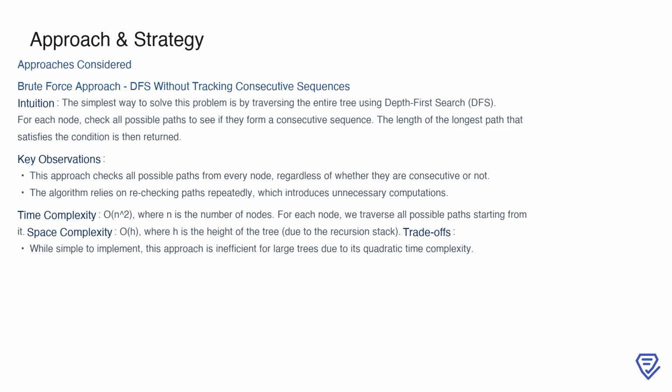It doesn't focus on whether the paths are consecutive, so we end up repeating a lot of computations unnecessarily. As a result, the time complexity becomes n squared, which is impractical for large trees. While it's easy to implement, the trade-off is that it's computationally expensive and inefficient for trees with many nodes. On the positive side, the space complexity is just h, where h is the tree's height, since the recursion stack is the primary memory cost.